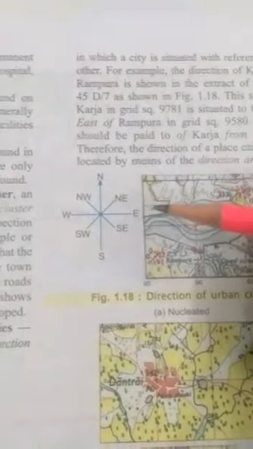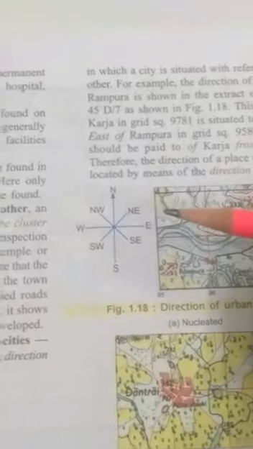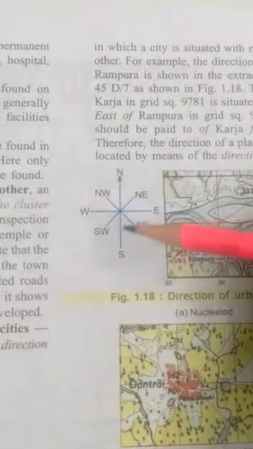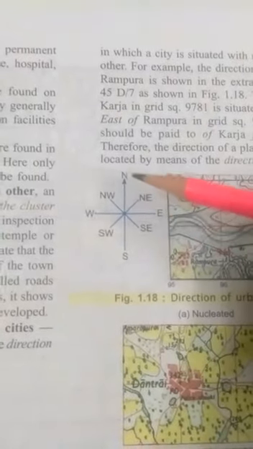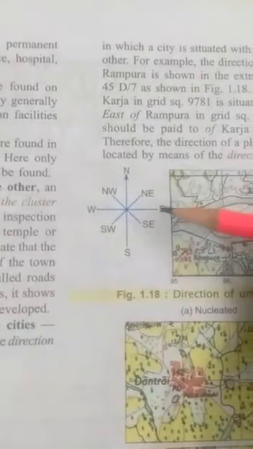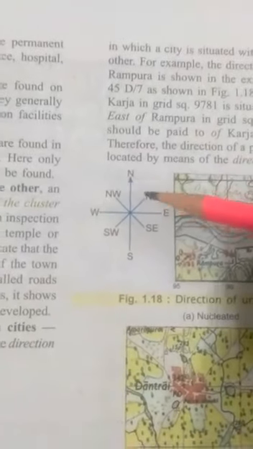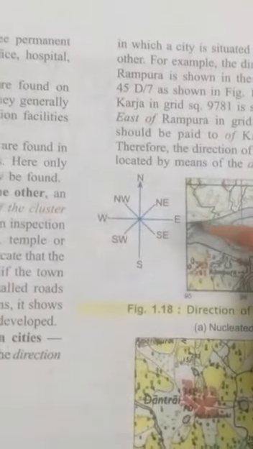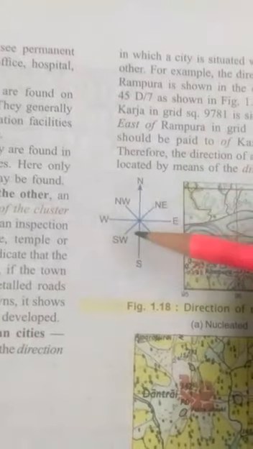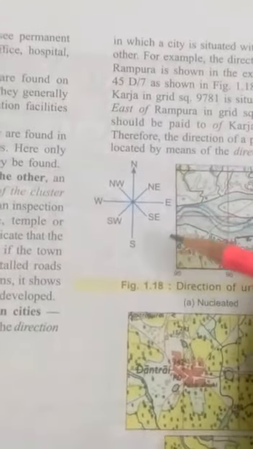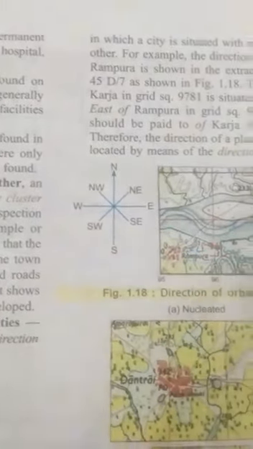At the same time, students, there are also intermediate directions or subdirections. What are intermediate directions or subdirections? The directions between two main directions are called intermediate directions or subdirections. So between north and east, northeast; north and west, northwest; south and west, southwest; south and east, southeast.